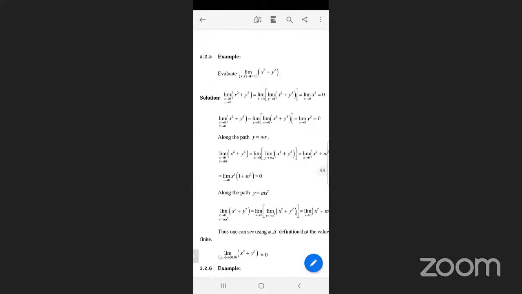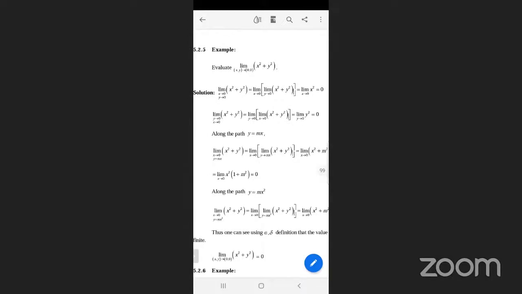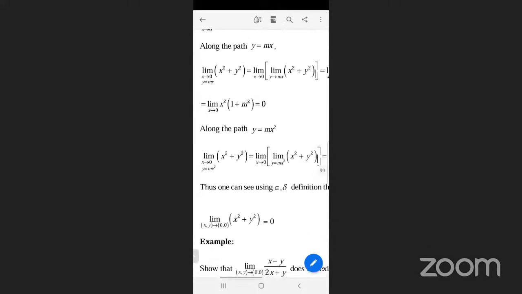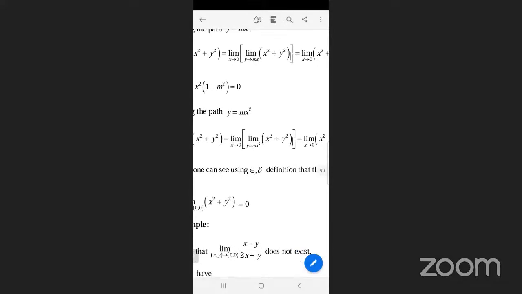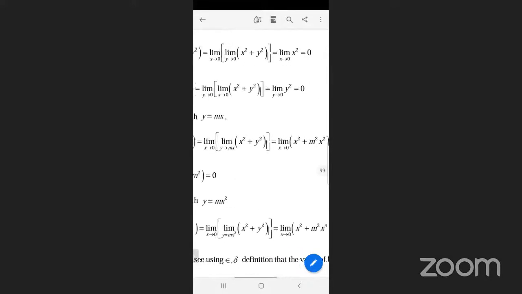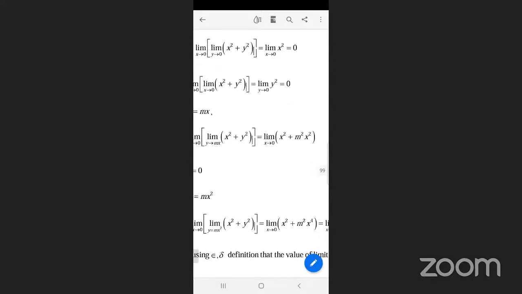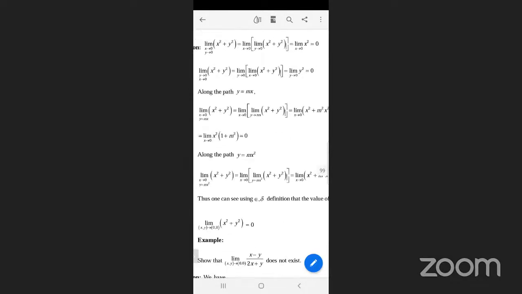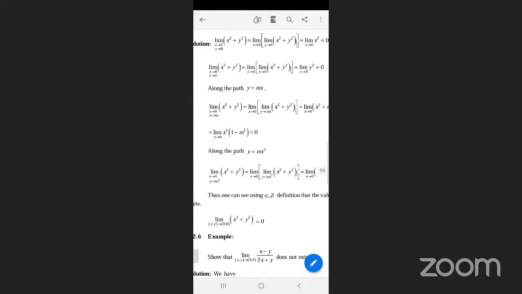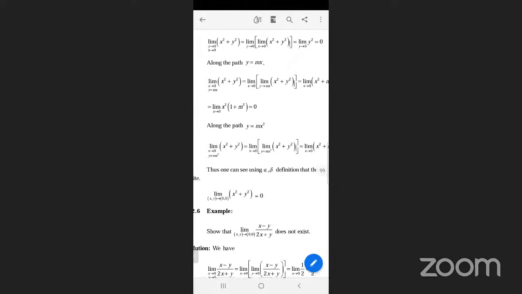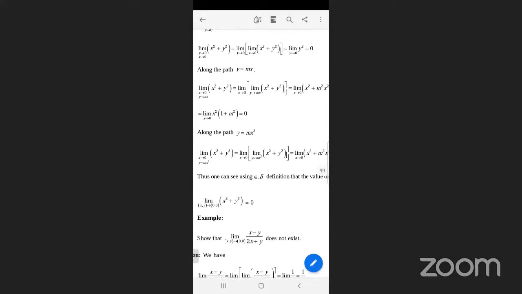Let's say we change the path: if we take y equal to mx, then what about this? In the place of y put mx. So limit x tends to 0 of x square plus m square x square. Here x square is common, so x square into 1 plus m square. Lastly put x equal to 0: 0 square into 1 plus m square, which means finally again we get 0 only. So along the path y equal to mx, again it is 0. Okay? If you change the path, again the result is 0.